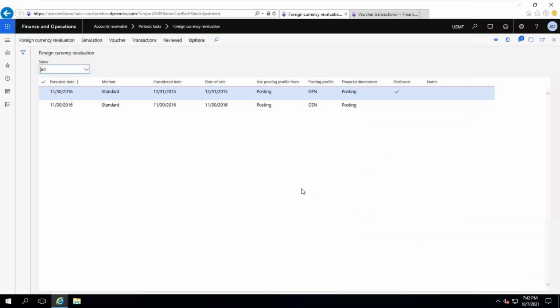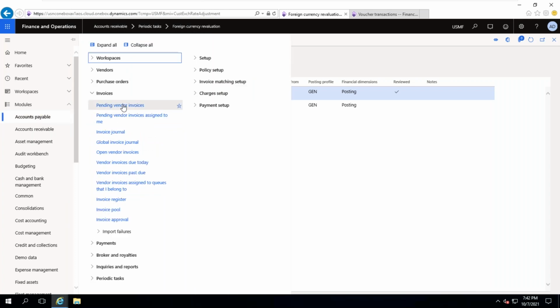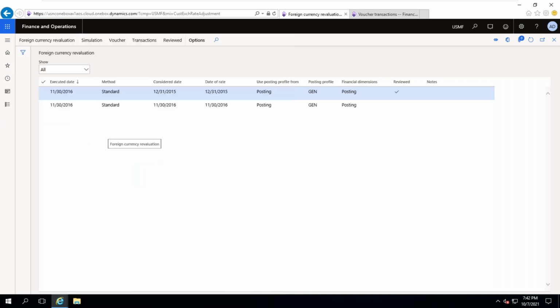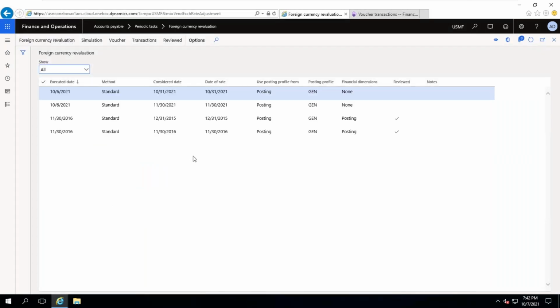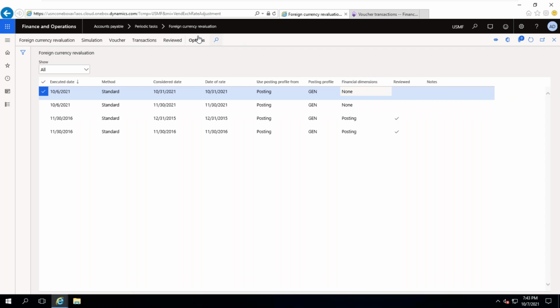So yesterday we executed the AP foreign currency revaluation. Let me go to this one, periodic tasks, foreign currency revaluation. At that time I selected none. That is the reason for none financial dimensions, and it is providing a warning to me always. So while posting transactions, it will also consider those financial dimensions. Clear? Are you able to hear me or not? Can anyone please unmute yourself? Yes or no?